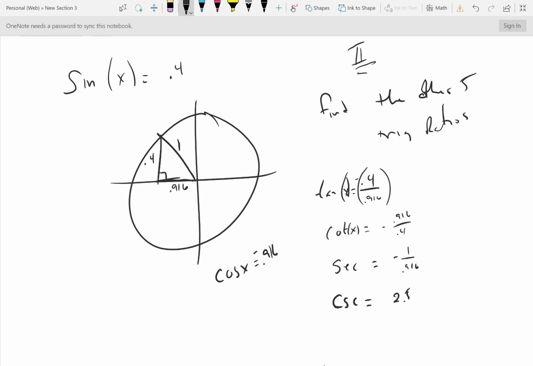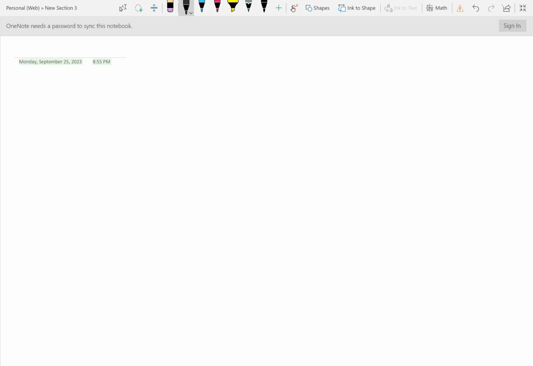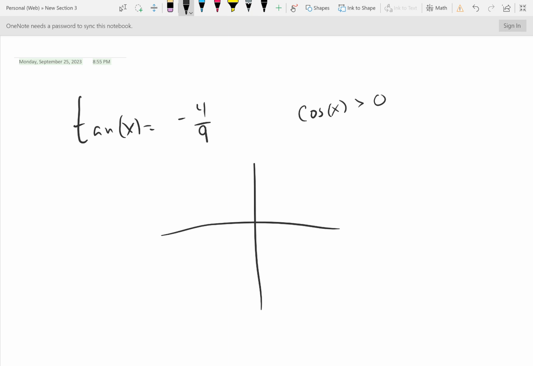Negative, right? Nice. What if I told you that the tangent of x is equal to negative 4 ninths, and what if I further told you that the cosine was positive? Find the other trig ratios. Okay, sweet. So we know that we have to be in either quadrant 2 or quadrant 4 because the tangent's negative. But this is where the cosine's positive, so we're over in here somewhere. That's how we know, right?